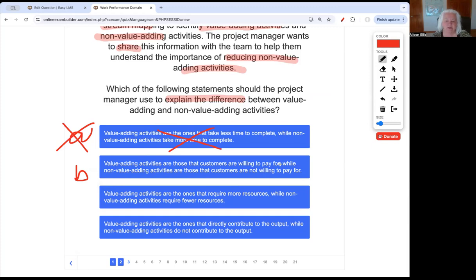Let's go to B. Value-added activities are those the customers are willing to pay for. Well, that's true. Non-value activities are those the customer is not willing to pay for. I like answer B. Let's keep going. C, value-added activities are the ones that require more resources. No, that's not true. D, value-added activities directly contribute to the output, where non-value activities do not contribute. What would you go with? B or D? Okay, D is wrong, but I'm going to click on it.